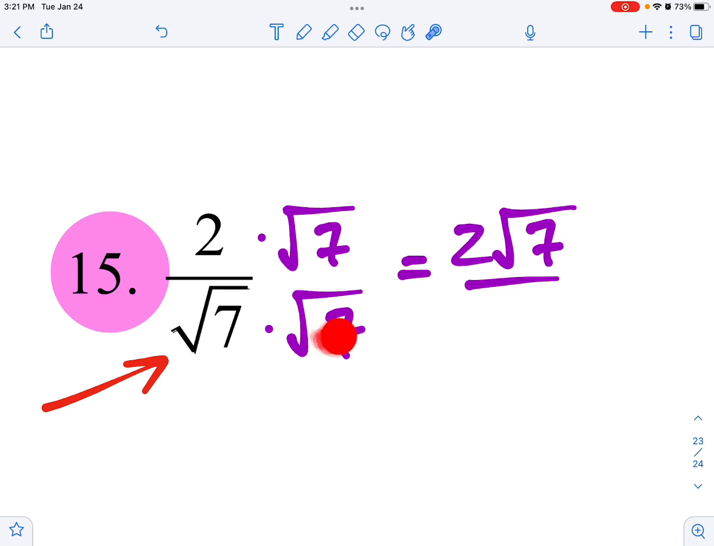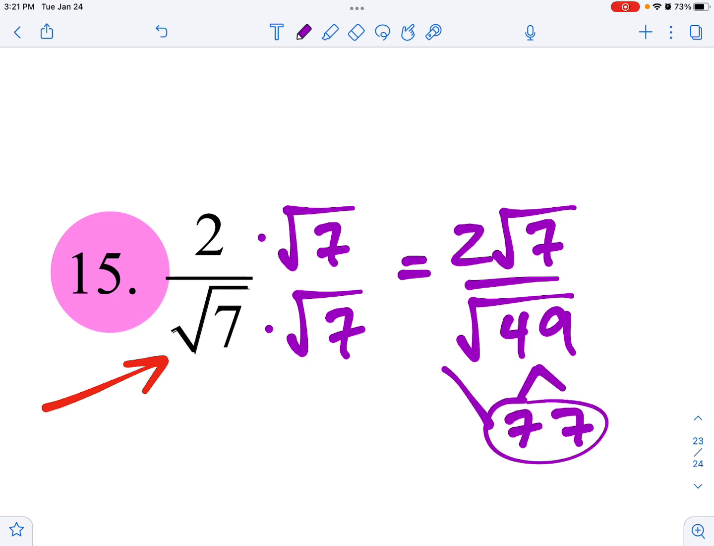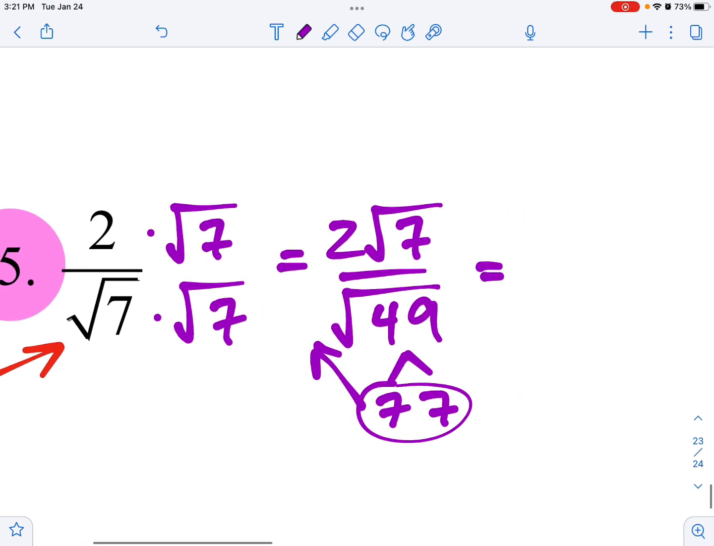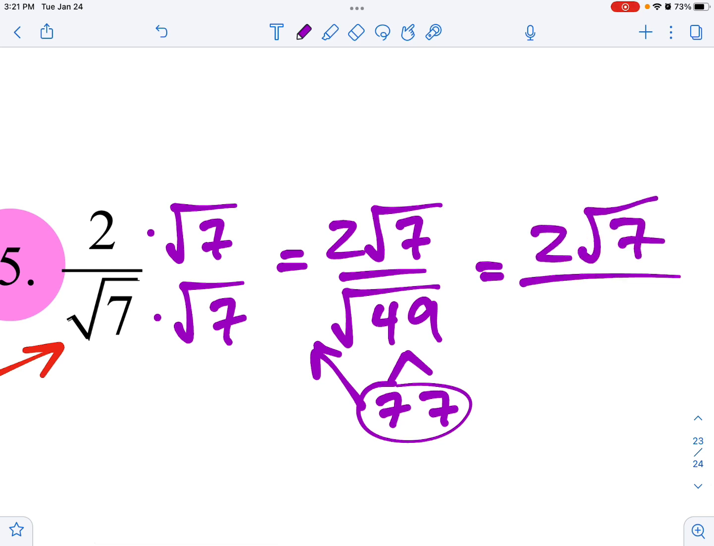And then you know what happens in the bottom. Radical 7 times radical 7. It's times, not plus. We're not combining them. We're actually multiplying them. And they're both inside the radical. So 7 times 7 is 49. Yes, that breaks down with no numbers left on the inside. So we have 2 radical 7 on the top. I didn't change that. But on the bottom, root 49, it's a perfect square. The 7 comes out and there's nothing left on the inside.